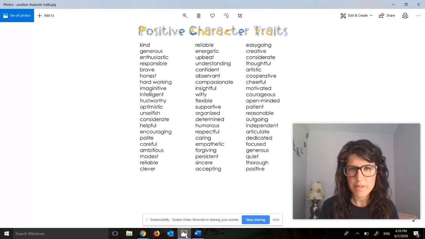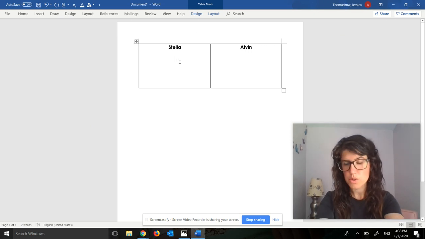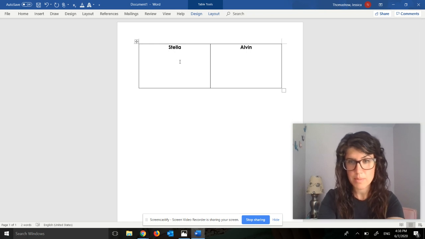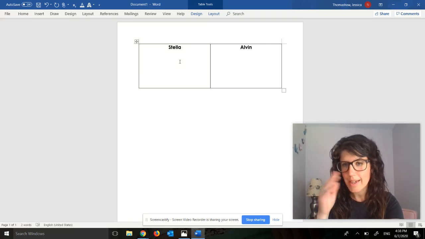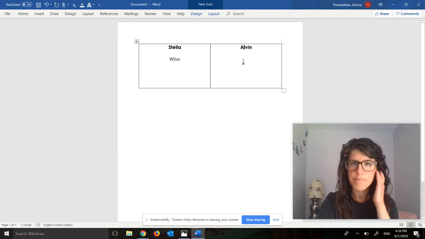I don't know. I'm looking over this list and I feel like "wise" is the one that I want to go with. So I'm going to minimize this. So you could do this two ways. You could just type into the grid and then send me a saved version of that document when you're done with it. Or you could have your family print off the grid if you have a printer at home, and you can just write the words in, take a picture of that, and send that to me too, whichever way works easier for your family. So I'm just going to write the word "wise" for Stella.